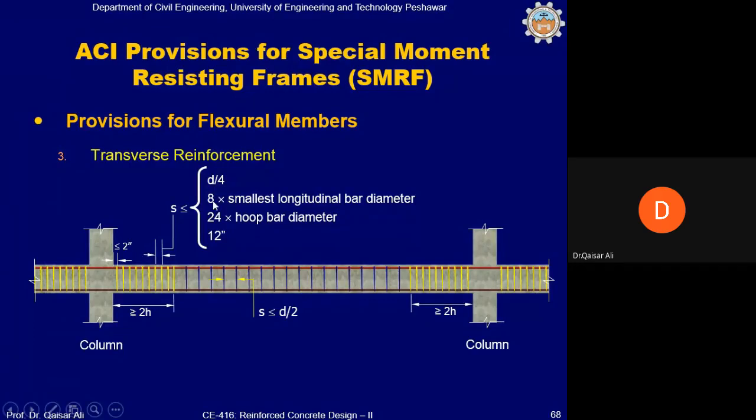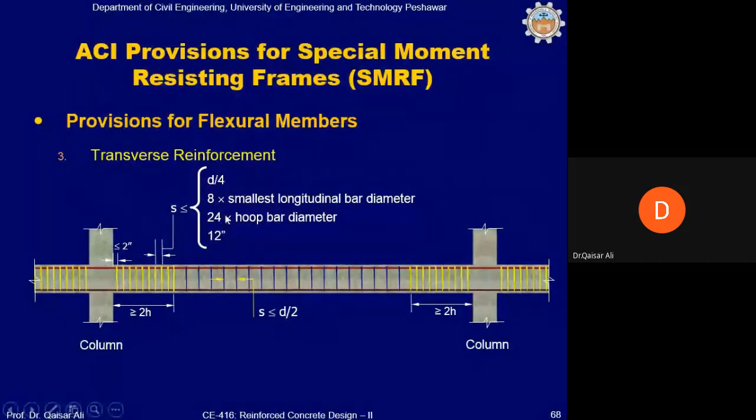And then 8 times the smallest longitudinal bar diameter. So whatever longitudinal bars have been used in the beam, take the smallest longitudinal bar diameter. Let's say in the beam the longitudinal bar diameter is 6 by 8. So 6 divided by 8, 8 times 6 by 8, the 8 cancels with 8, it will give 6 inches. Then 24 times the hoop bar diameter, which means the stirrup bar diameter. Let's say the stirrup bar diameter is 3 by 8, so 24 multiplied by 3 by 8, 24 divided by 8 gives us 3, and 3 multiplied by 3 is 9 inches, and 12 inches.